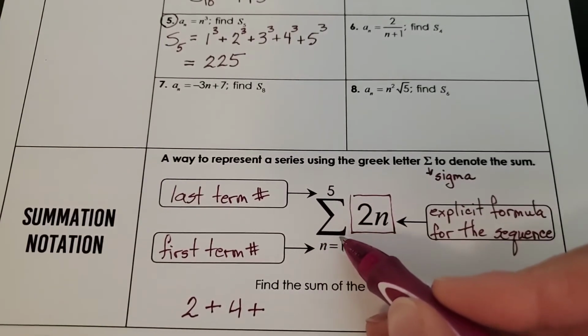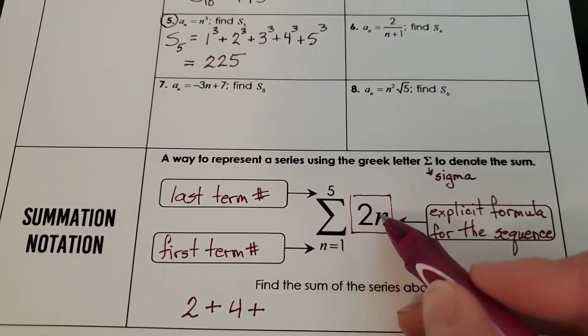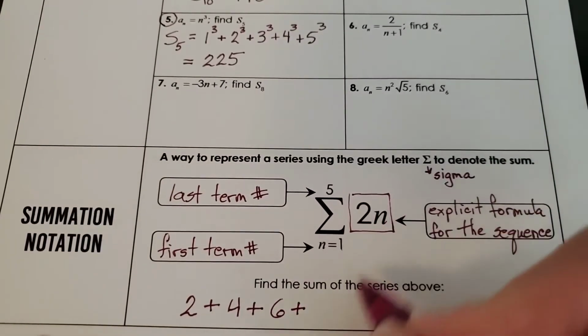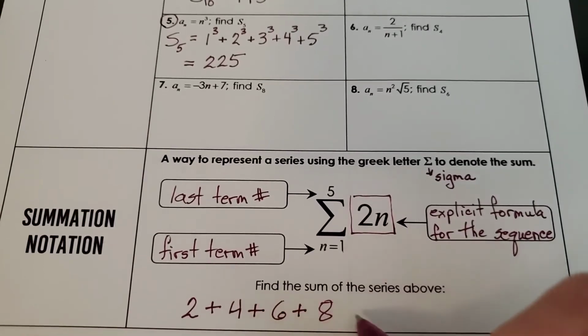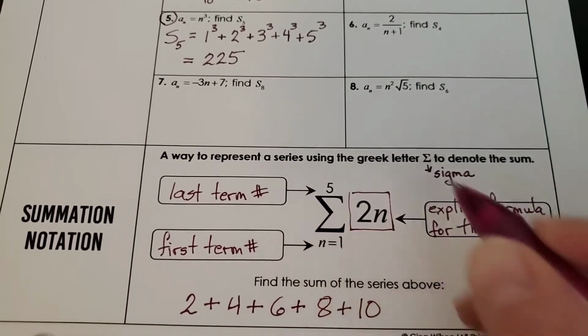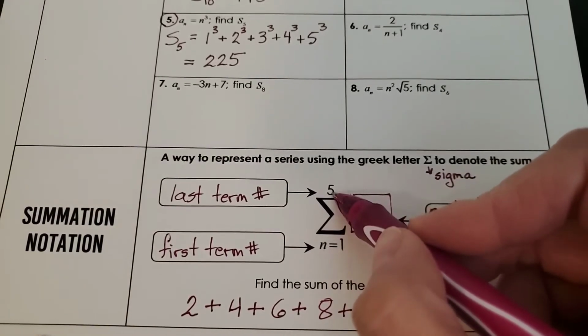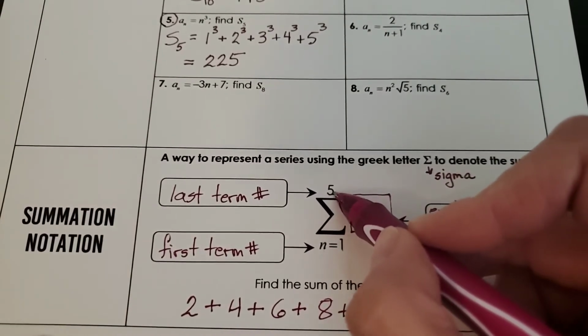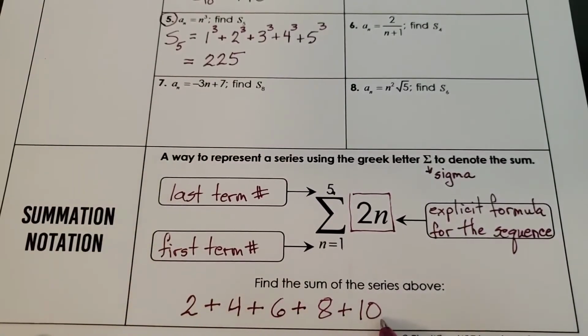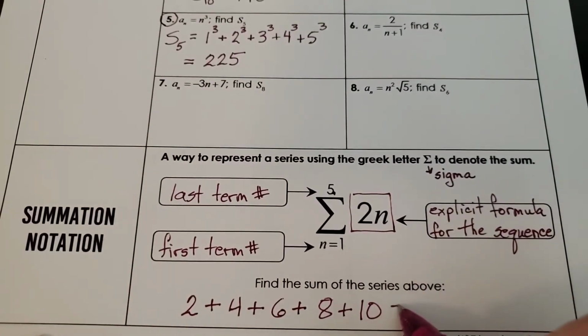And so next would be n equals 3. 2 times 3 is 6. And then 2 times 4 is 8. And then 2 times 5 is 10. And I know to stop because I'm at n equals 5, and this was my maximum n value. So here is my series, 2 plus 4 plus 6 plus 8 plus 10.